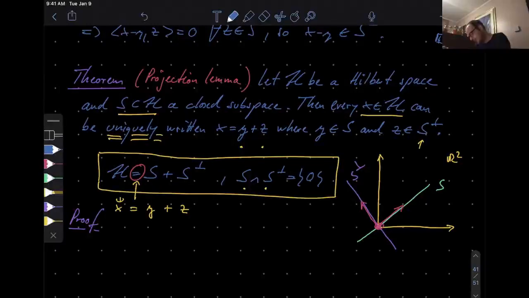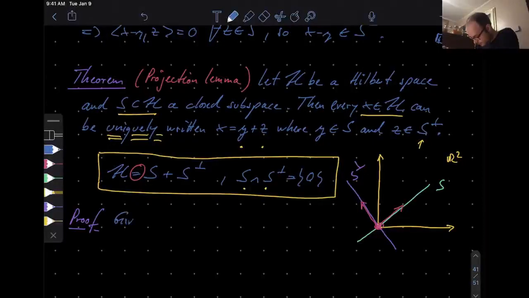The geometrical visualization here is nice, but it doesn't really help you to prove this in infinite dimensions. But I thought I'd mention it anyways. Okay, so how to prove it? This is actually now fairly simple, since we have the best approximation, because we will use it.